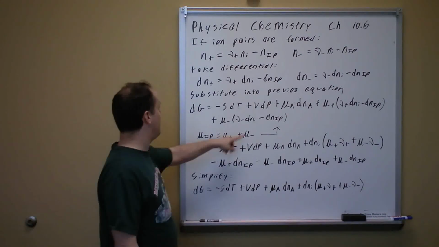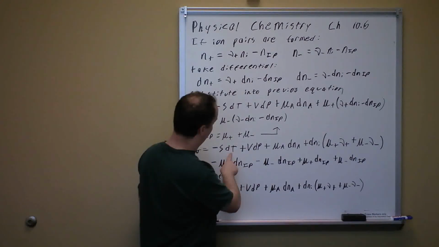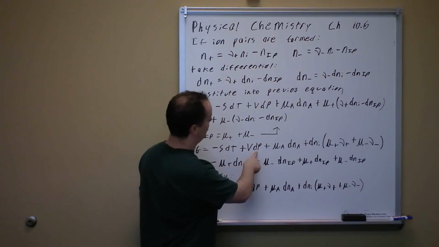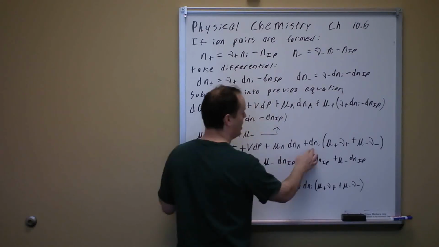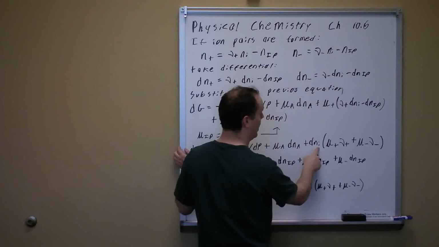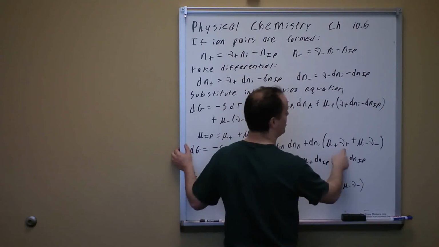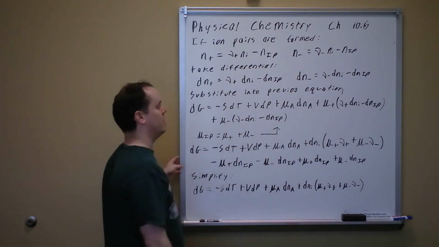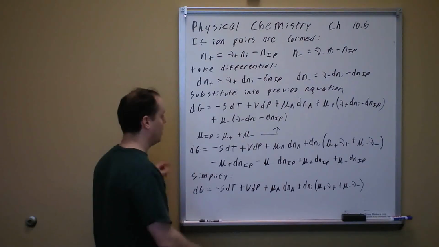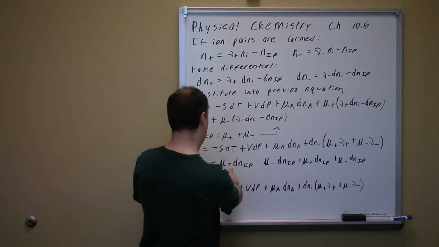So, substituting that back in, we get the differential of the Gibbs free energy is equal to minus the entropy times the differential of temperature, plus the volume times the differential of pressure, plus the chemical potential of our solvent times the differential of the number of moles of the solvent, plus the differential of the number of moles of our electrolyte times the chemical potential of our cation times the stoichiometric coefficient of the cation, and then plus the chemical potential of the anion times the stoichiometric coefficient of the anion.